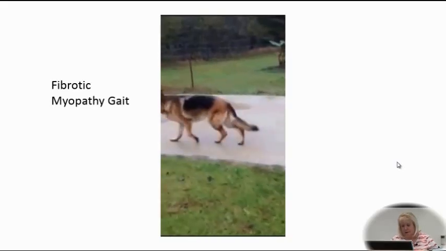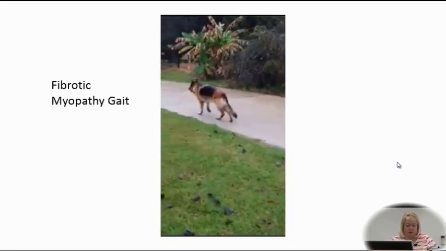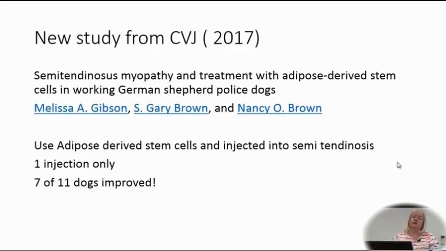But here's an interesting thing. Here's a new study that came out in the CVJ, the Canadian Veterinary Journal, and this was on semitendinosus myopathy and treatment with adipose-derived stem cells in working German Shepherd police dogs. So it's an interesting thing. What they did was they decided they would try using adipose-derived stem cells and inject them into the fibrotic areas in the semitendinosus.